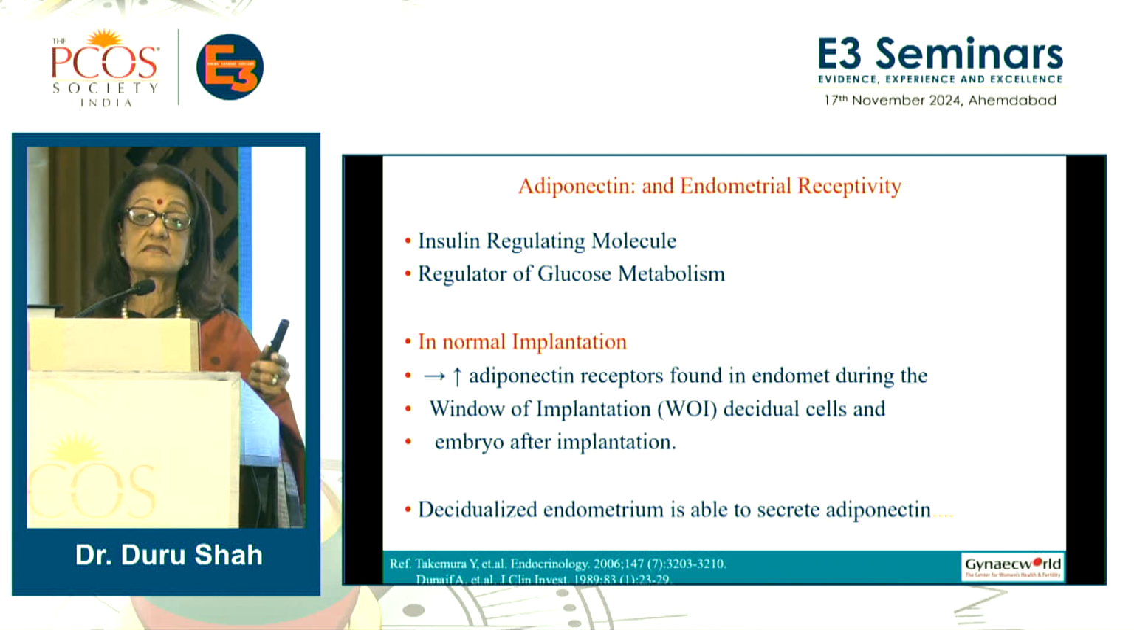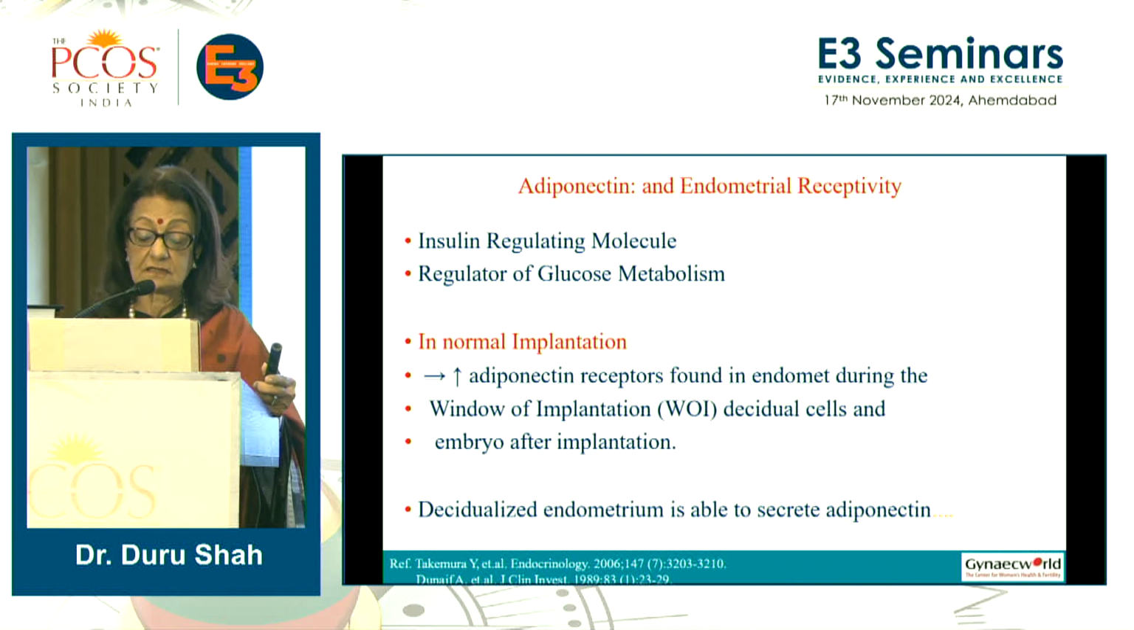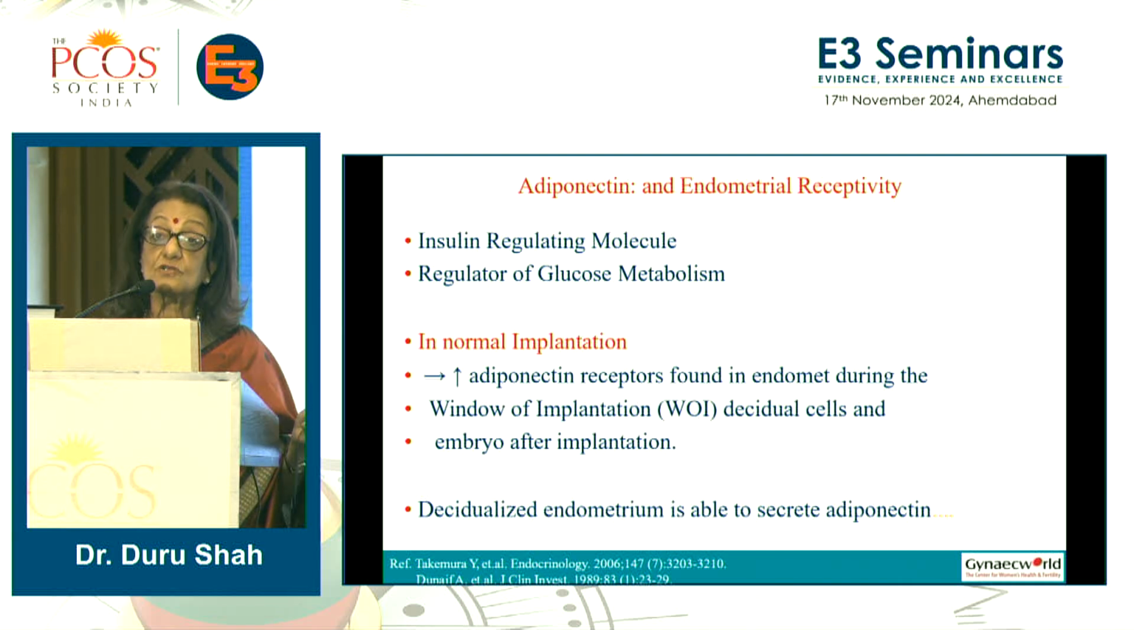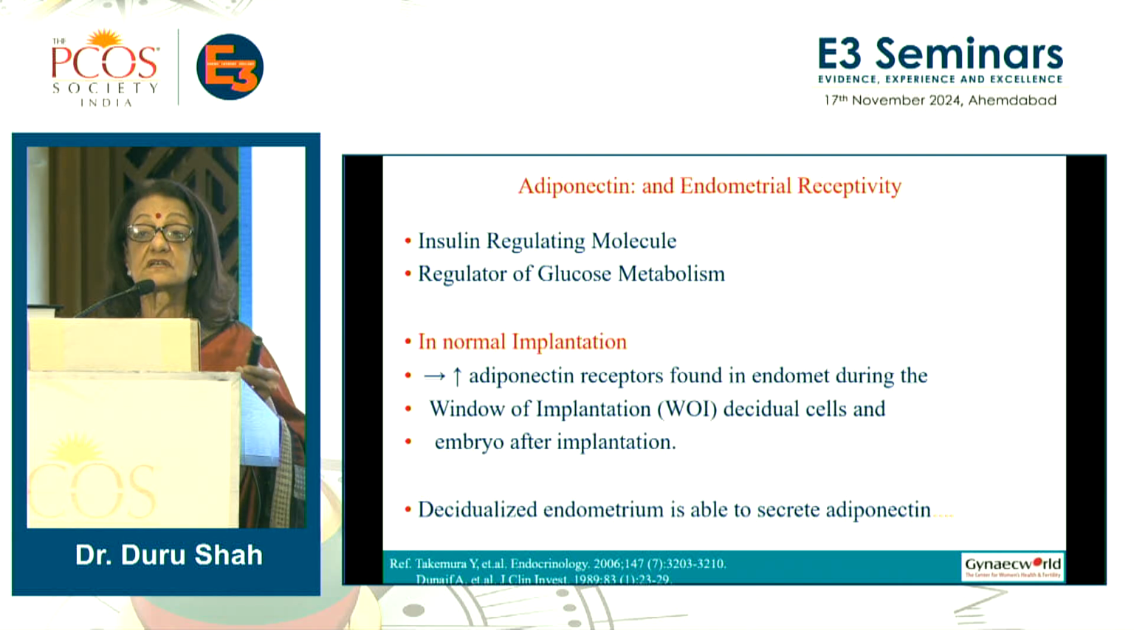Now coming to a third aspect, which is adiponectin. This is an insulin regulating molecule, and it regulates the glucose metabolism. In normal implantation, you find that there are increased adiponectin receptors found in the endometrium during the window of implantation, and in the decidual cells, and also the embryo after implantation. So in short, these receptors are found in the endometrium, they are found in the decidual cells, and they are also found in the endometrium after the embryo has implanted. So in short, it is the decidual endometrium also which is able to secrete adiponectin.